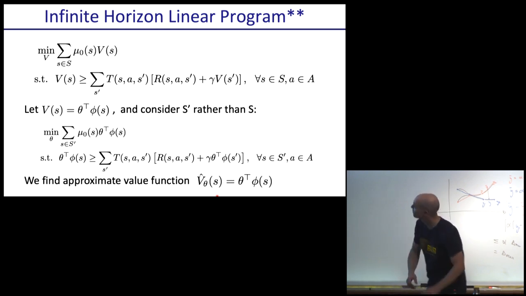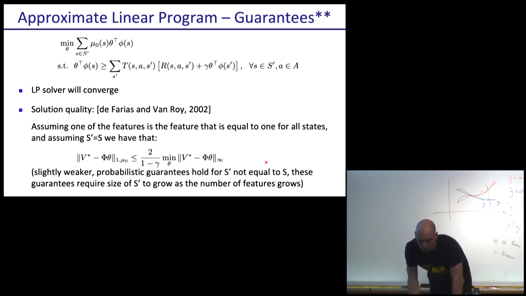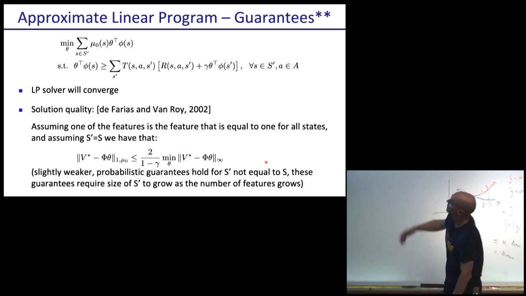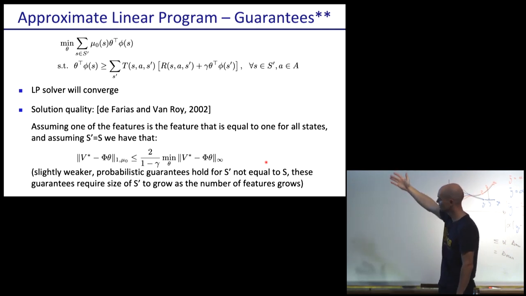We're going to swap in this thing over here. Theta transpose phi of s comes here, comes here, comes here. And then we'll have a subset of states that's being sampled rather than all states. It turns out, for this, there is also a guarantee. Well, first of all, we know LP solvers will converge, so we'll have no divergence issues. It's an LP. We know how to solve that.